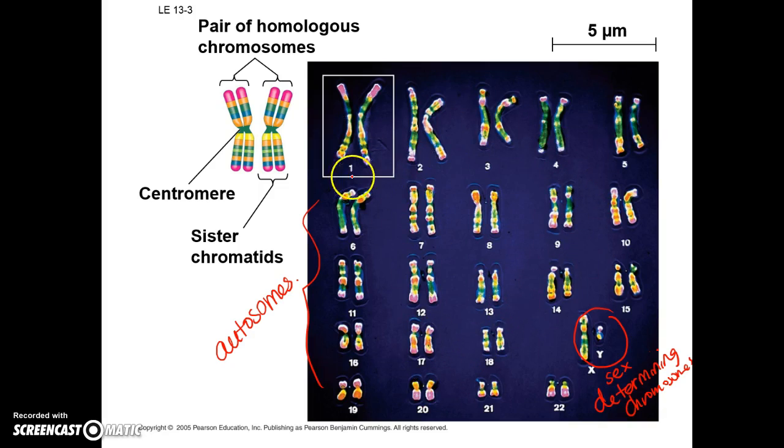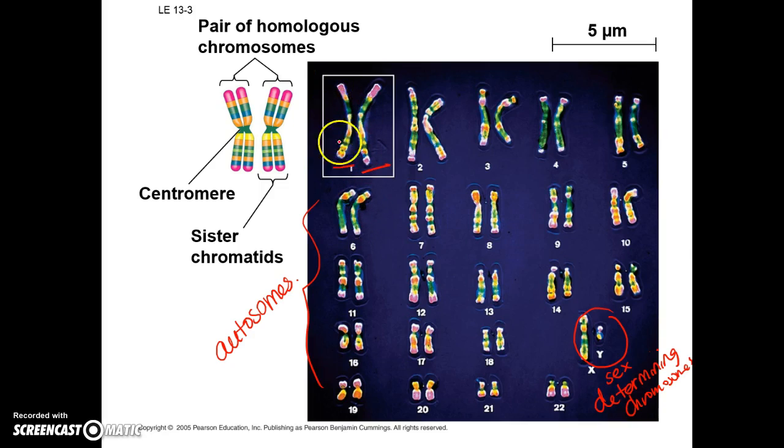And so you get 1 chromosome from mom, 1 from dad, maternal and paternal. So for every trait, you're going to have some instructions from mom, some instructions from dad, and then what you actually use is going to be some combination.